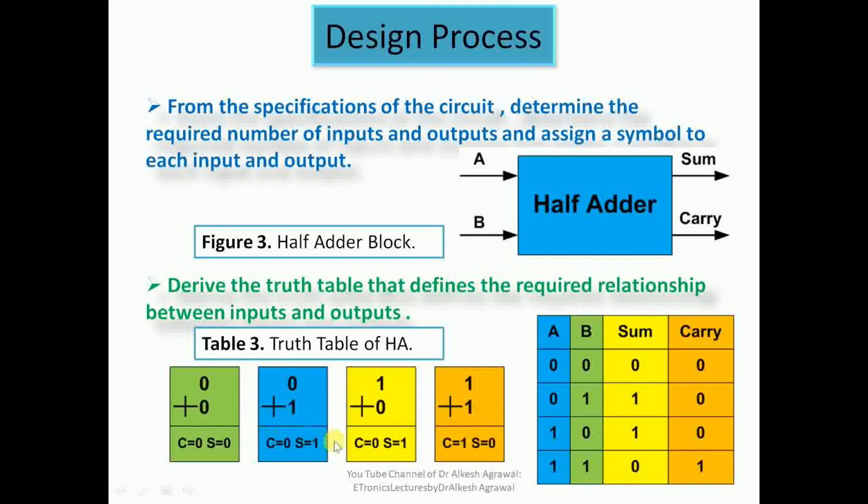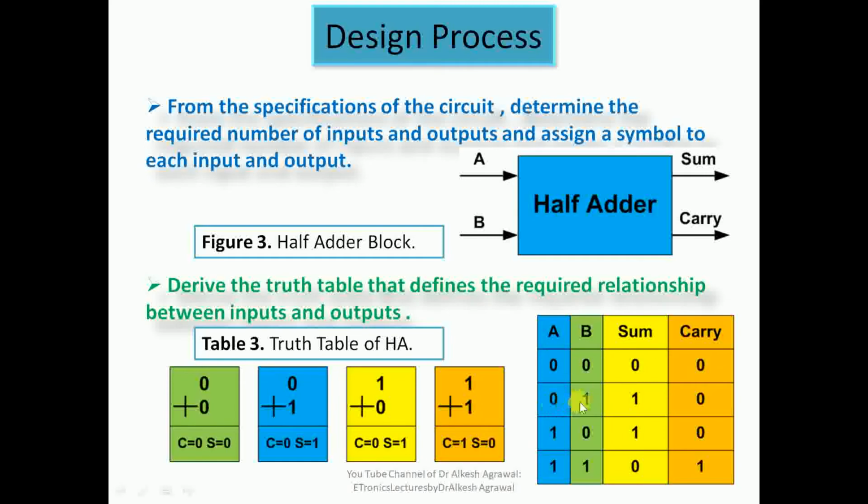So you have to see here that the sum is confined to the same stage and the carry is propagated to the next stage. So based on these rules, we have the sum and carry. So when 0 is added to 0, sum is 0, carry is 0.